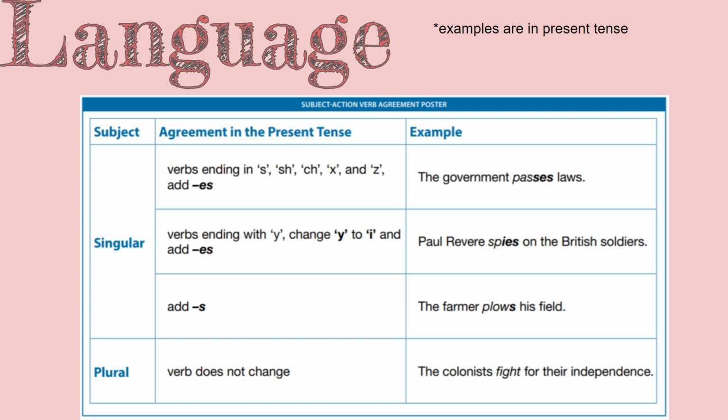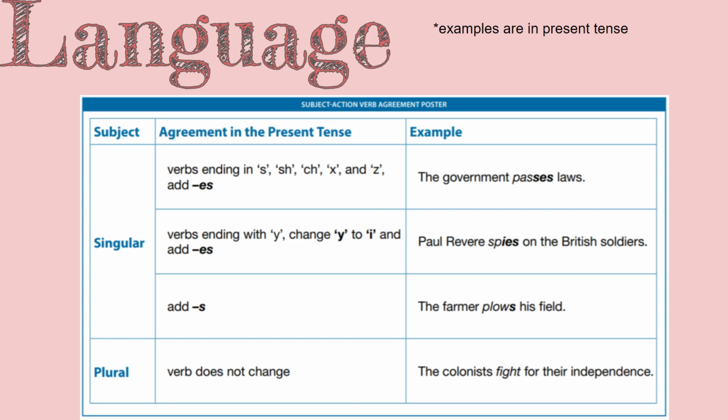So the example, the government passes laws. Okay, notice that pass is PASS, and I'm going to add the ES for the ending. Verbs ending in Y, I'm going to take away the Y and change it to an I and add ES. So Paul Revere spies on the British soldiers. Spy would be normally SPY. I drop the Y and add IES. If my verb ends without any one of those endings, I would just simply add an S.